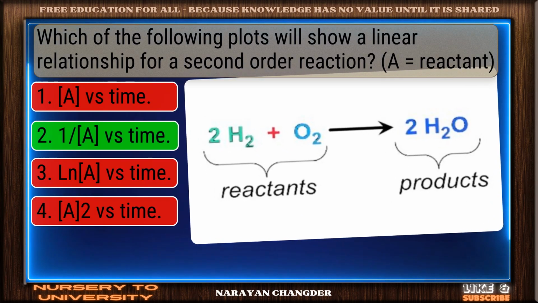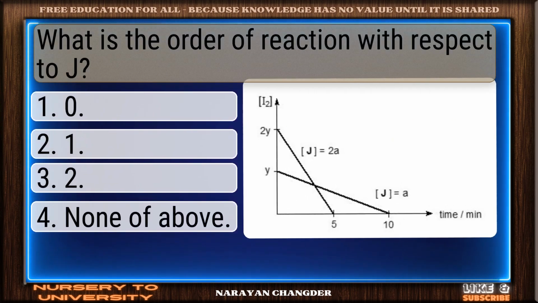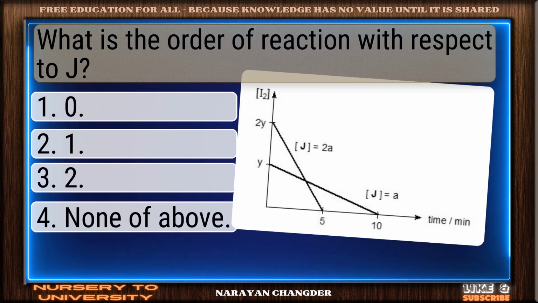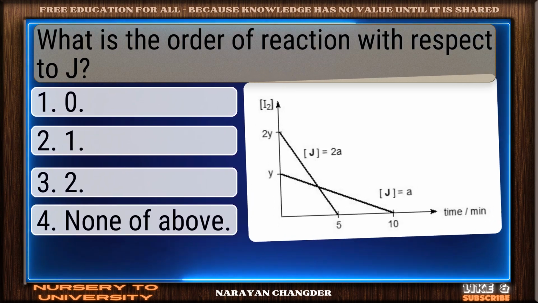1 over concentration versus time is correct. What is the order of reaction with respect to J? Option 1, 0. Option 2, 1. Option 3, 2. Option 4, none of the above.